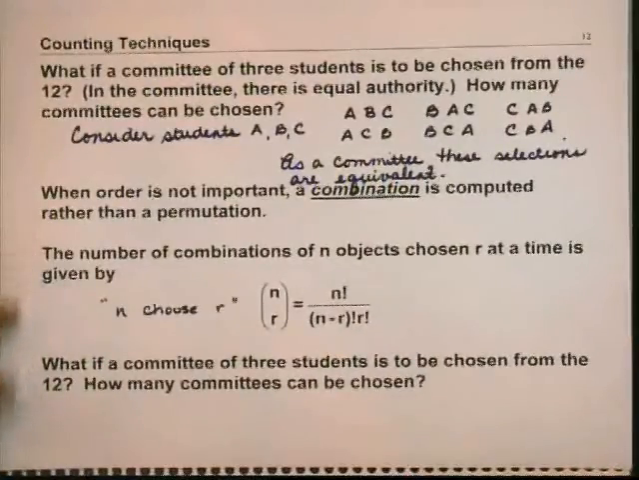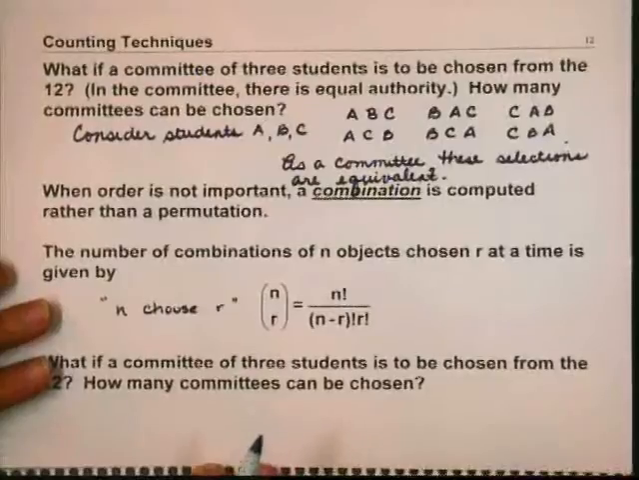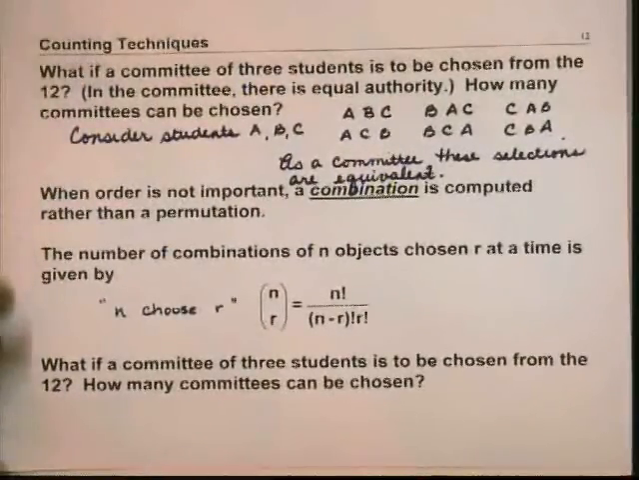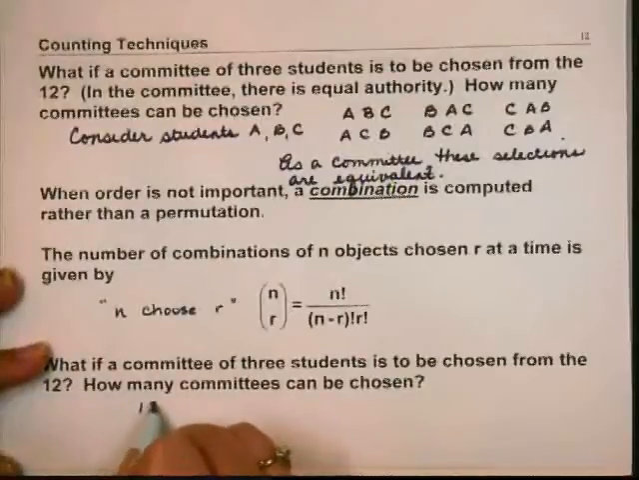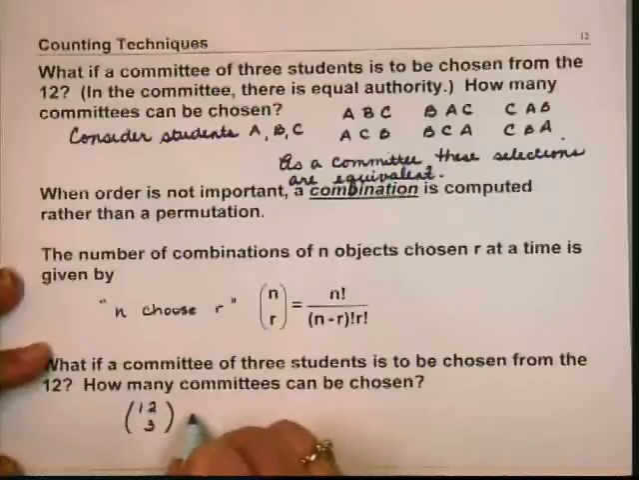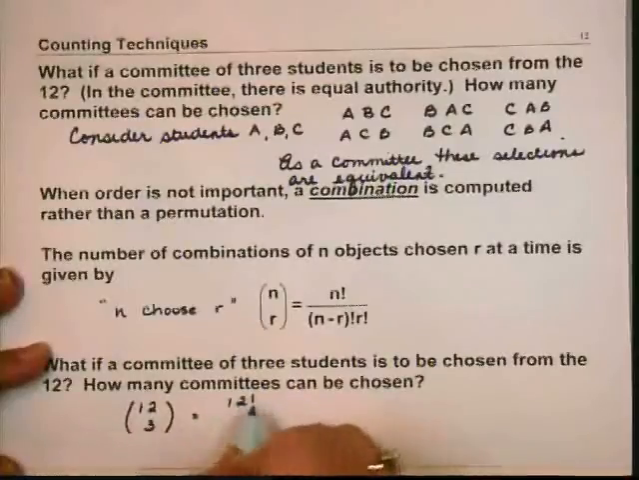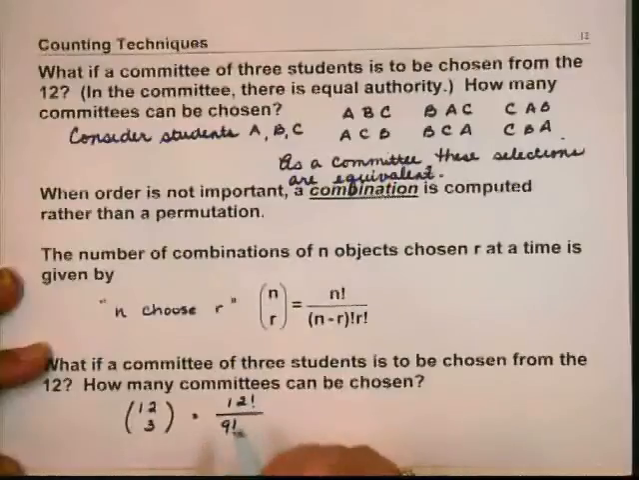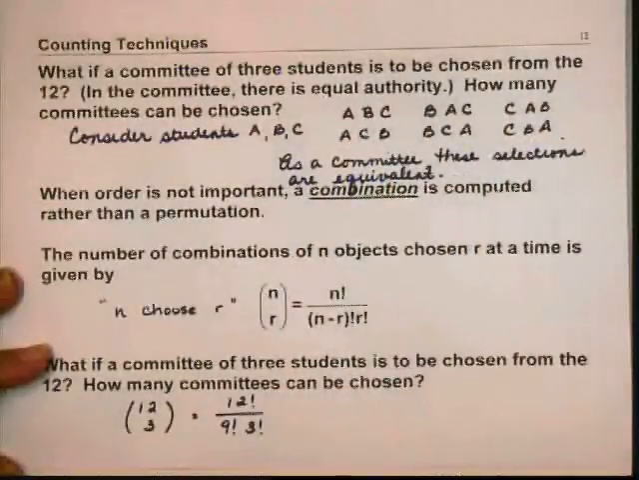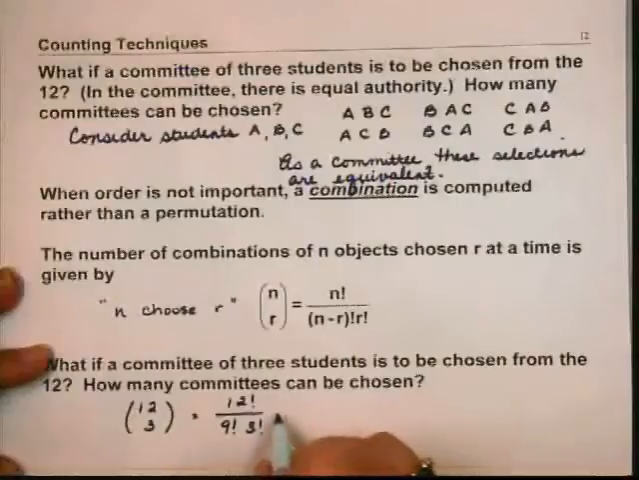All right, so for us, what if our committee of 3 students can be chosen from the 12? How many committees are there? So it would be 12 choose 3. And we write then 12 factorial over 9 factorial. That's the permutation. Divide out the duplicates, which is 3 factorial. 3 factorial is 6, because for every 3, I have 6 duplicates, right? That's what 3 factorial is.